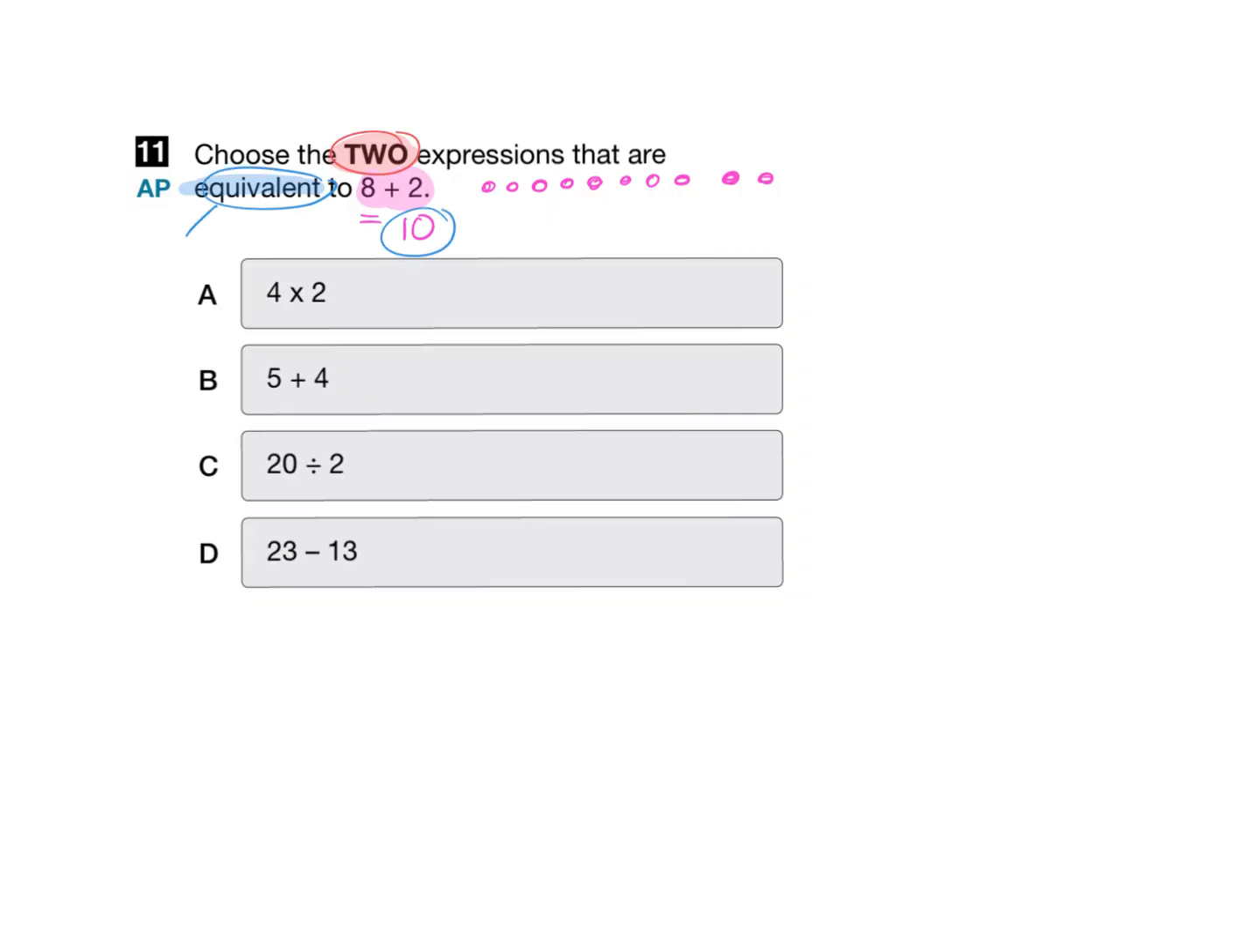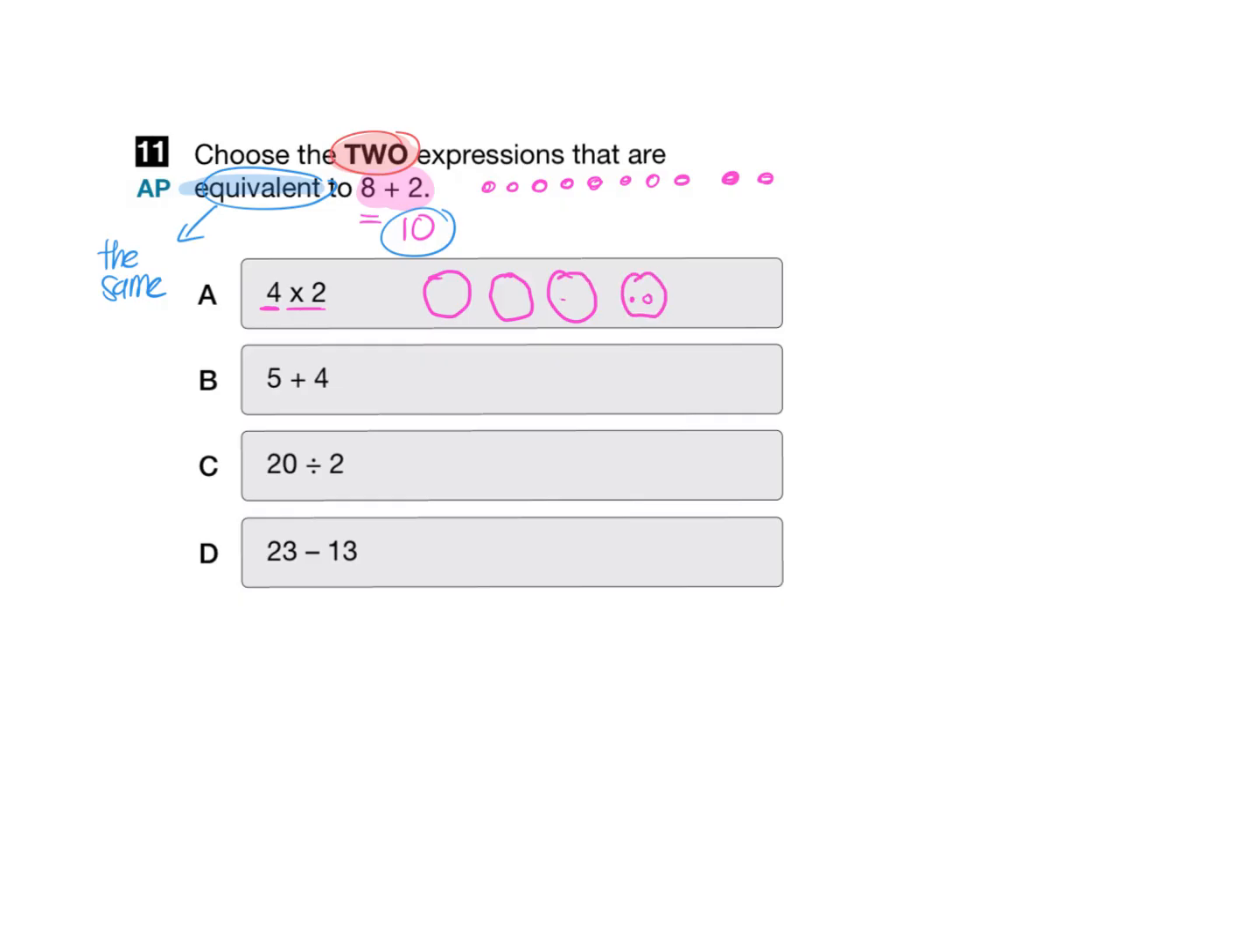What does equivalent mean again? We talked about it in our last video. The same. The same. Okay, so we're trying to find two answers that equal 10. So let's look at A. We have 4 groups of 2. 4 times 2. Can you draw that for us? So we can draw 4 groups of 2. 1, 2, 3, 4.